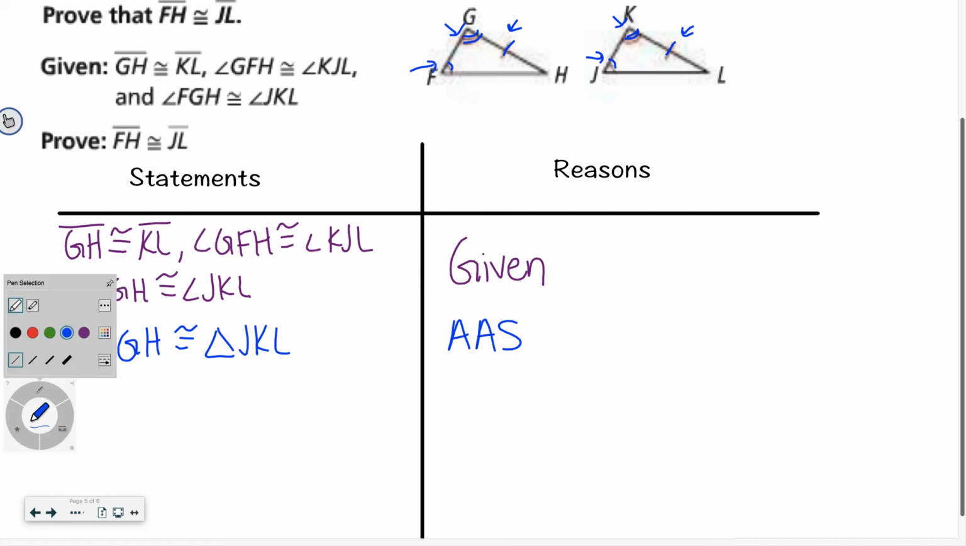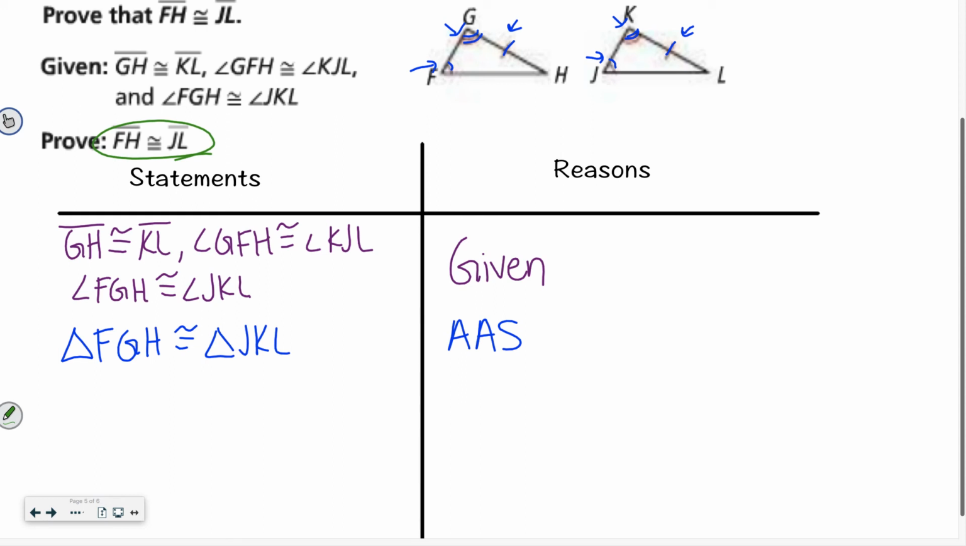Now that I know that those two triangles are congruent, what can I say about another side on those triangles? Just like I talked about in the last proof, I can say that all of the corresponding parts are also congruent. So I can say, if those two triangles are congruent, then segment FH has to be congruent to JL. And that's why the corresponding parts of congruent triangles are congruent, or CPCTC. And that's all I have to do for that proof.